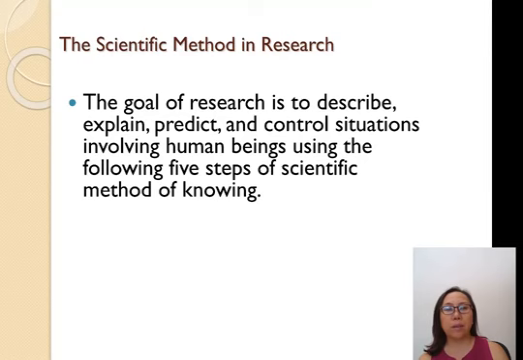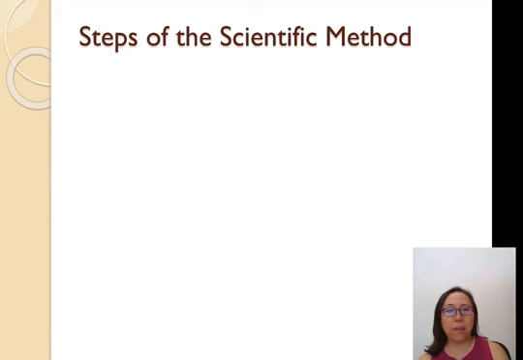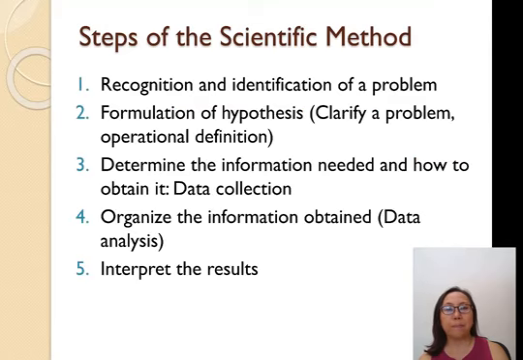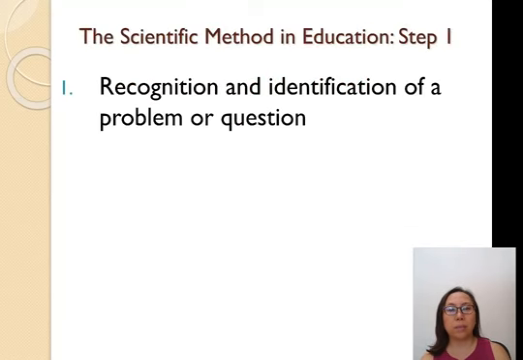So scientific method of research, the goal, again, as iterated earlier, is to describe, explain, predict, and control situations involving human beings, but using the following 5 steps of scientific method of knowing. So scientific method involves these 5 steps. 1, recognize and identify a problem. Then formulating the hypothesis, which involves clarifying a problem and operationally defining key terms. And 3, determine the information needed and how to obtain it. That would be data collection. And 4, organize the information obtained. That's data analysis. And then finally, the last step is to interpret the results and draw conclusions and implications.